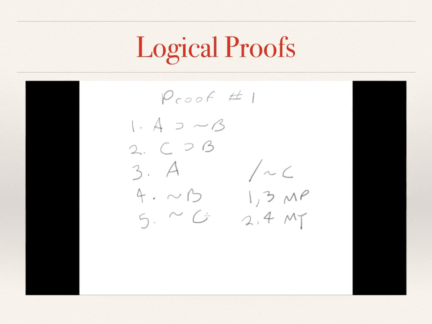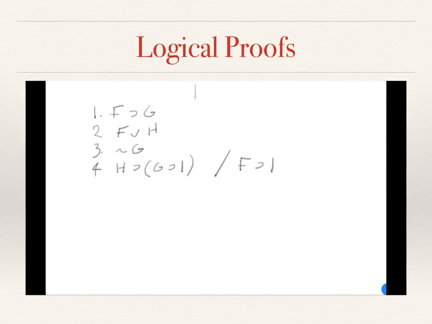That's our first. Let's move on to the second. Okay, now we're moving on to proof number 2. Line 1, it's F implies G. Line 2 is F or H. Line 3 is not G. And line 4 is H implies G implies I. And we're asked to prove F implies I.